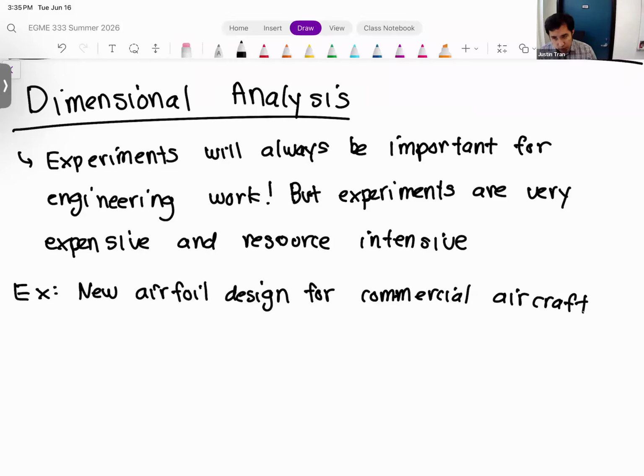Okay. Now to do an experiment to actually test this airfoil design in practice, and just thinking of this naively, if you want to test this on a real airplane, you have to build an entire airplane in order to test it.